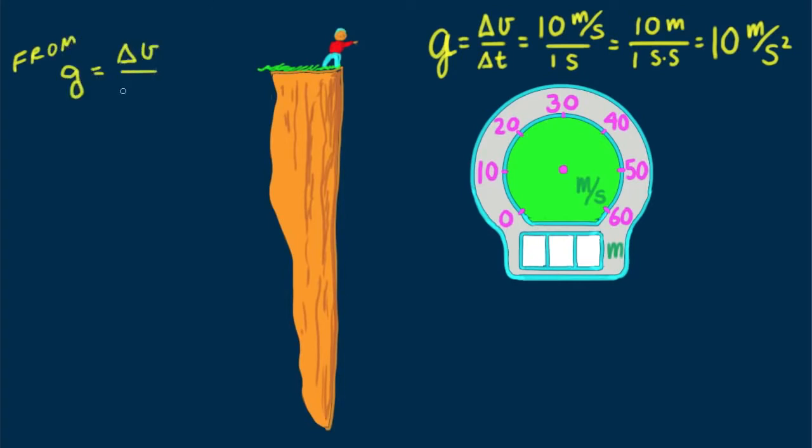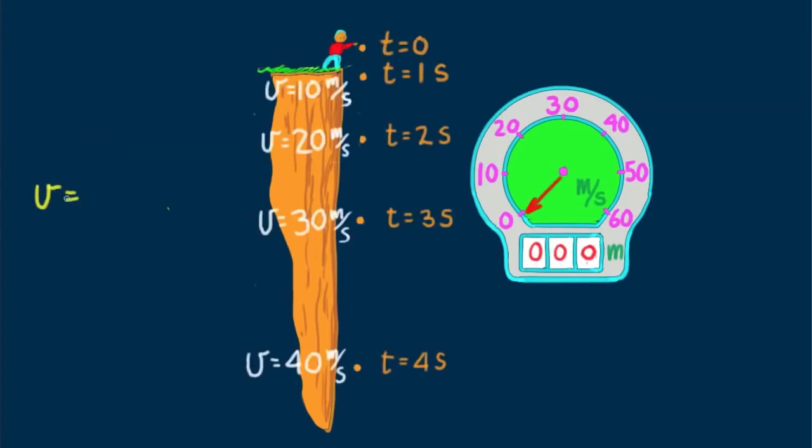From g equals Δv/Δt, we can say that Δv equals gΔt, or simply v equals gt, which reads, the speed gained in an interval of time t is equal to the acceleration times that time t. Since g equals 10 meters per second squared, we can write speed gained as v equals 10 meters per second squared times t.